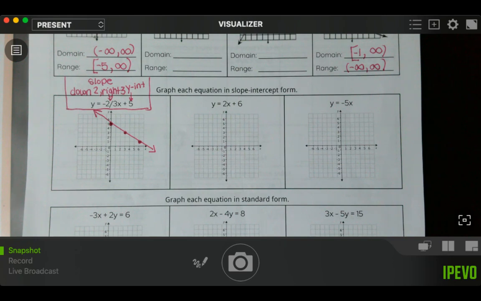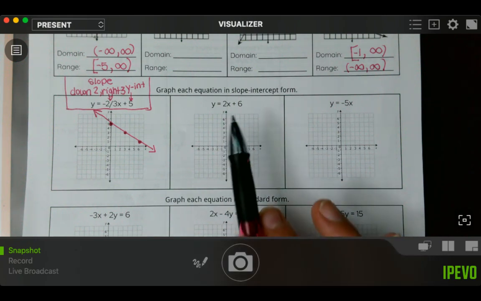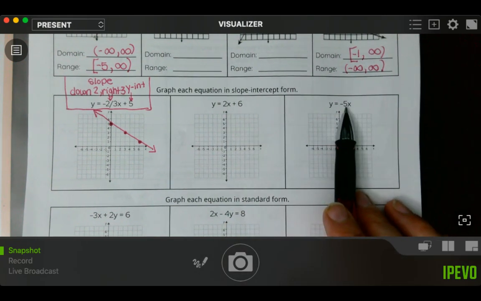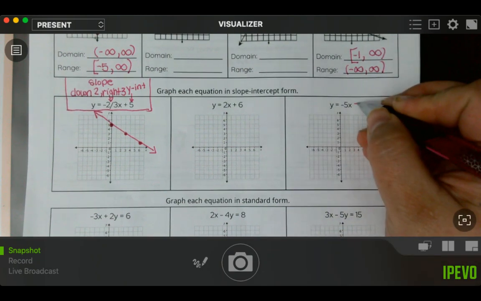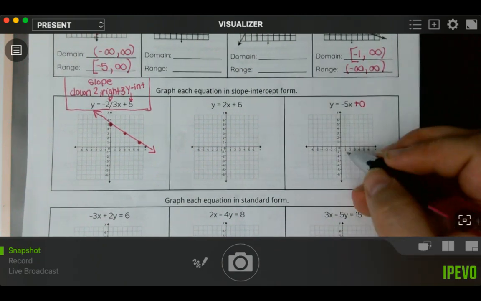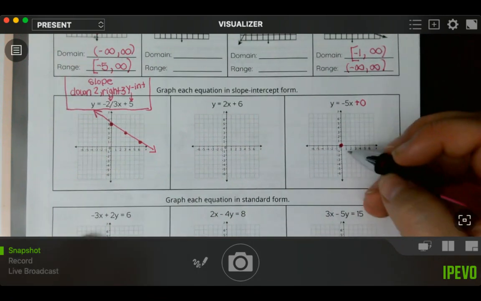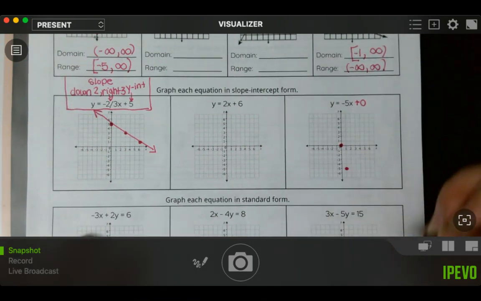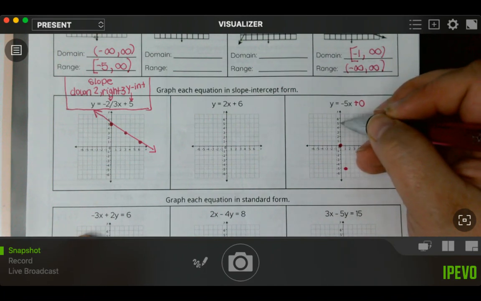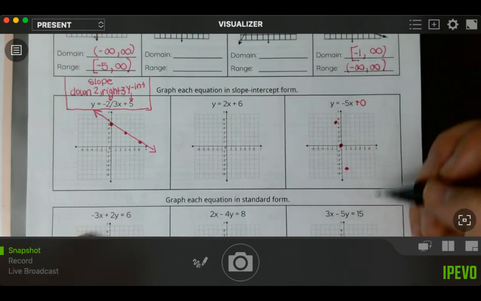Moving right along. I'm going to do one more, and that's this one because it confuses people a little bit. Because it has a plus 0 on the end. So it starts right here at 0. And then it has a slope of -5, so you go down 5 over 1. You could also go up 5 as long as you go left 1 instead.